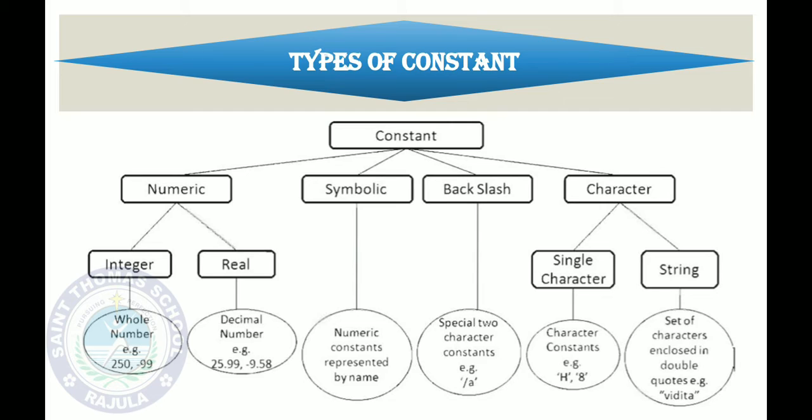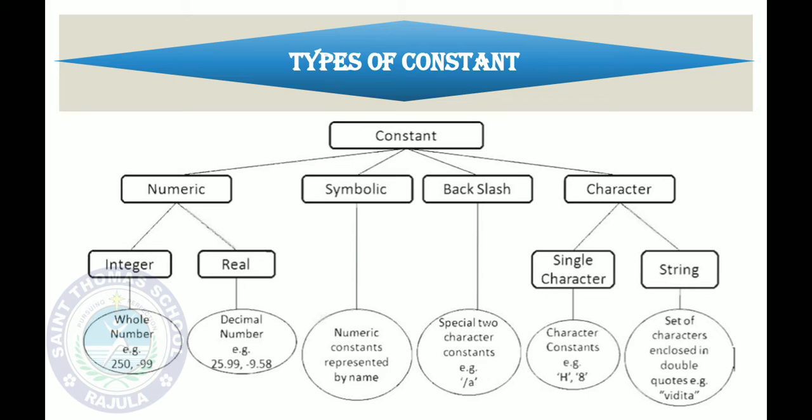So integer means whole number. If the value assigned as a constant is a whole number, then it will be considered an integer constant. And if the value assigned is a fractional number, then it will be considered a real constant. Then symbolic constant is a numeric constant represented by a name. And backslash constant is a special 2 character constant that is preceded with the backslash sign.